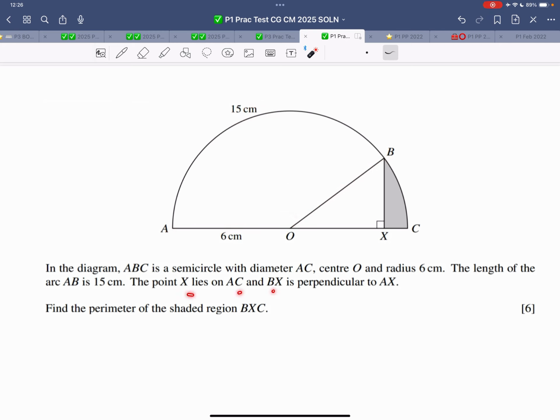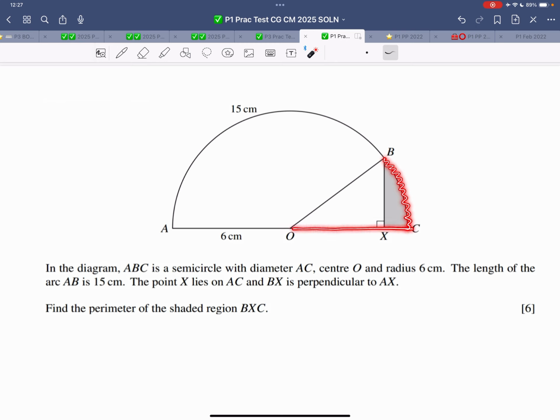The point X lies on AC and BX is perpendicular to AX. That's given. That means we can use trigonometry, sine, cos, tan, Pythagoras. Find the perimeter of the shaded region. The perimeter of the shaded region should be this XC. The logic is find OX using sine, cos, tan, whichever one is appropriate. From the whole radius, subtract OX, so you will find XC. This we can use using sine. If I'm using this angle, this will be found using sine. This will be found using cos. And what else is there? I'll be needing this particular part.